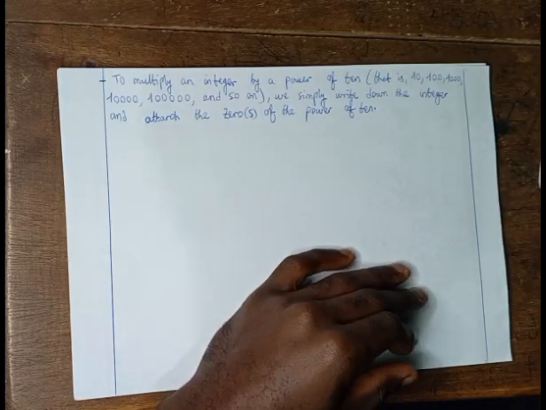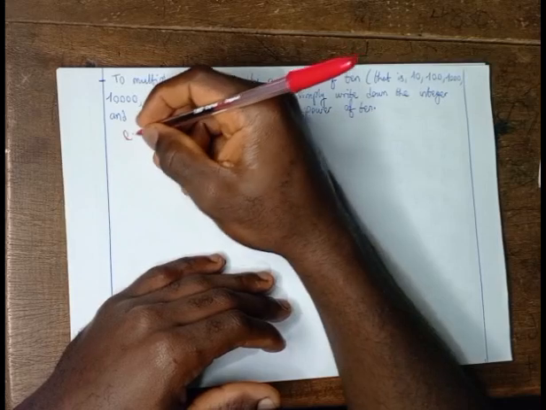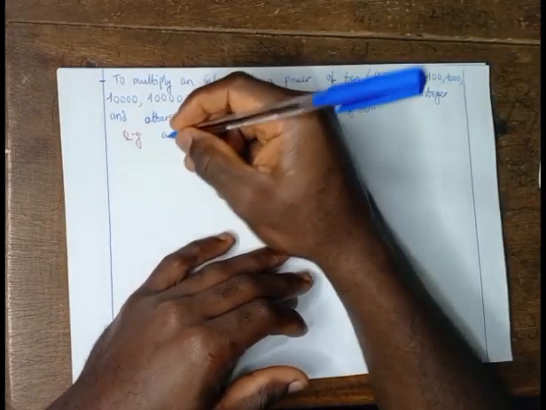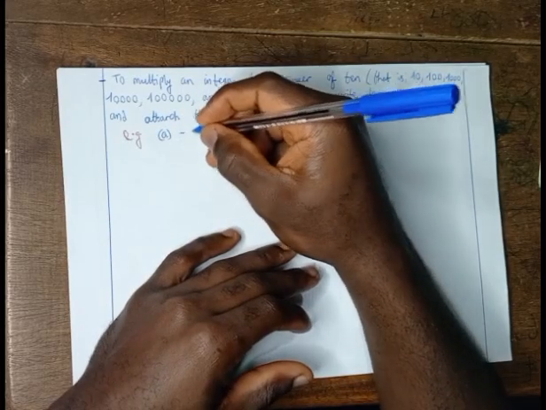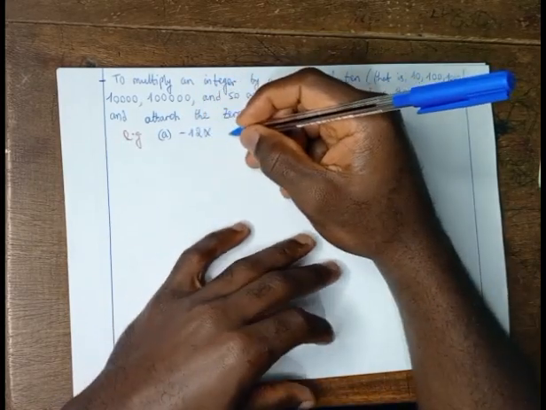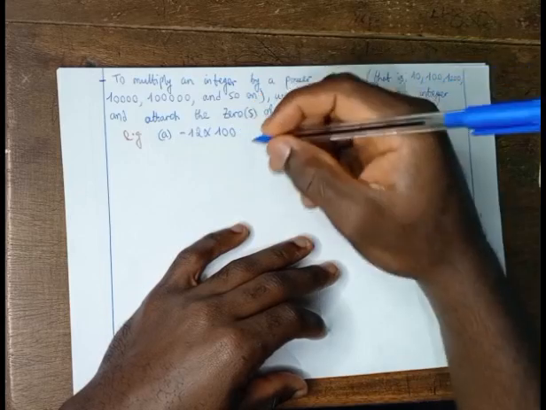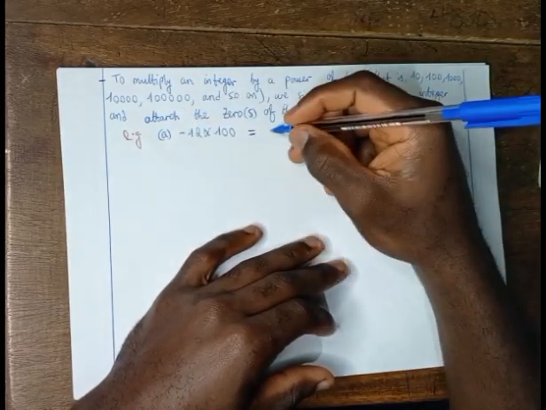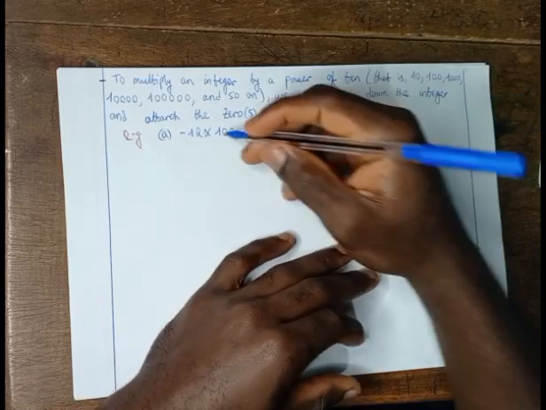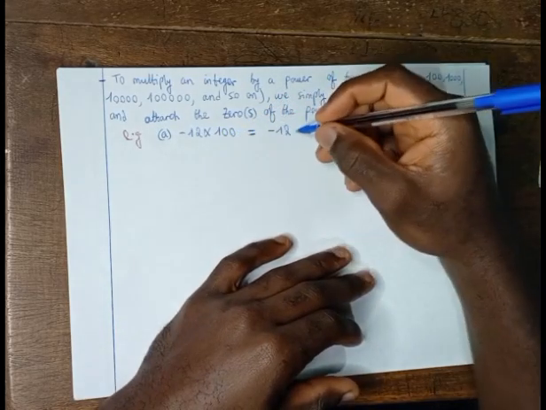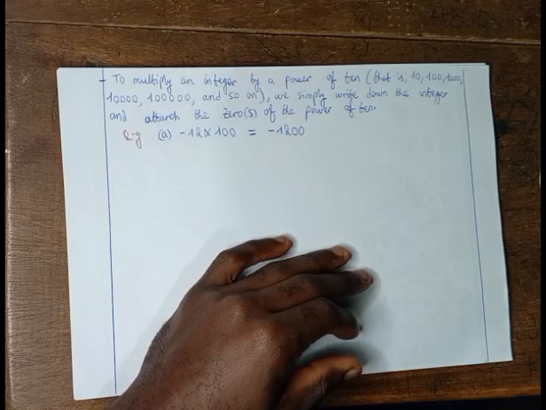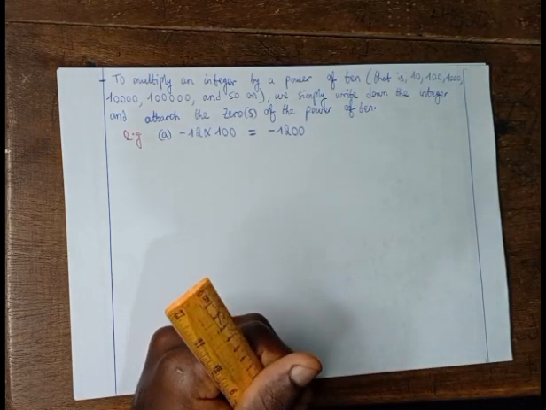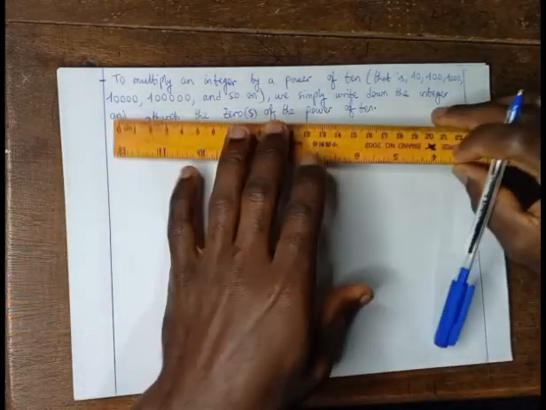Let's take an example. We take, for example, A, negative 12 times 100. This will simply give us, in this case, the integer is negative 12. So I'll write down negative 12. Here we are multiplying by a power of 10, which has two zeros. So I'll attach the two zeros. It gives us an answer of negative 1200. So I'll underline the answer.